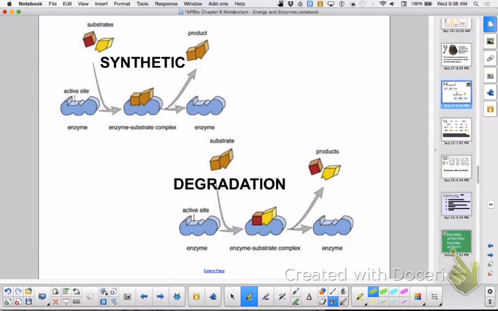Synthetic is just going to take the two substrates and add them together, like the active site and the enzymes, and they combine together. And degradation is the opposite. You start with one combined substrate, and then the energy of the enzyme, the active site, and the reaction turns it into something else. So in a synthetic reaction, what are you doing? Building. Okay, if you're degrading, you're taking it apart, breaking it down.